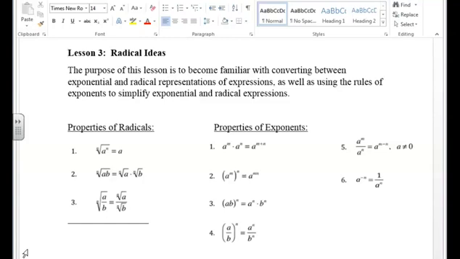So if you recall from Lesson 1 and Lesson 2 of this unit, we did review some properties of exponents. I have listed some of the properties of radicals and some of the properties of exponents again here. If you'd like to pause the video, you may do so at this time.